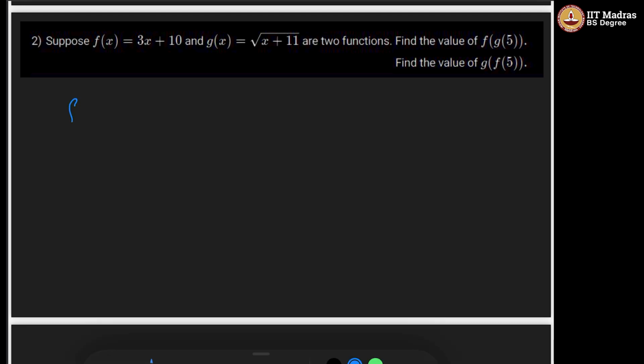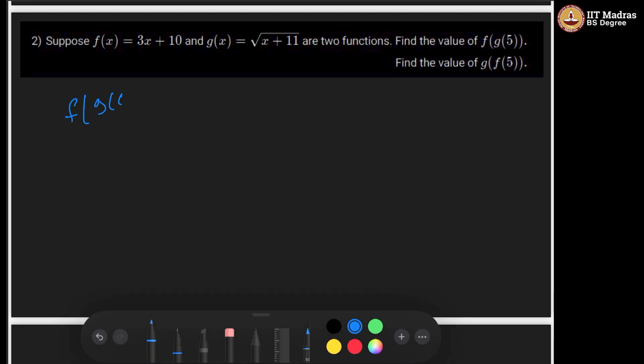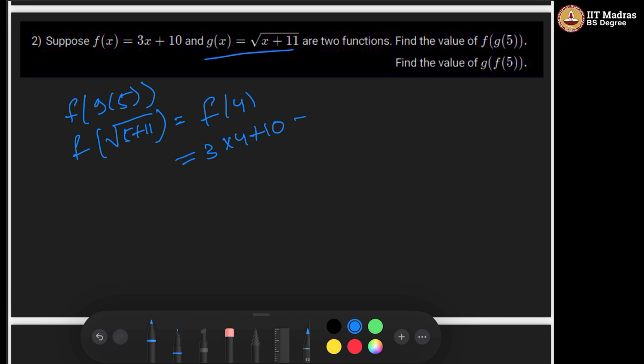Okay, so we have to calculate f of g of 5. So what is g of 5? G of 5 is root over 5 plus 11, right? That is root over 16. That means f of 4. So it's 3 into 4 plus 10. And what is g of f of 5?